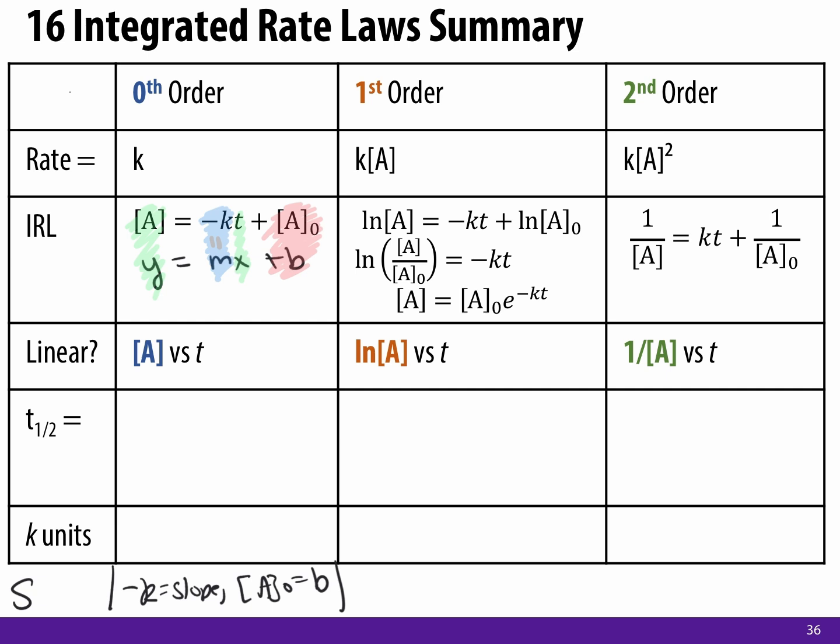If I go to the ln of A, this one here, and I do that same thing, lining up y equals mx plus b, my y is ln of A, my x is t. So that means the thing that's added is ln of A naught, that's my b, and the slope position is still negative k there. Again, if I look at second order, 1 over A is in my y position, t is my x, so that leaves k as my slope, right? The thing multiplied by the x variable is always equal to the slope. And 1 over A naught is my y-intercept, or b.